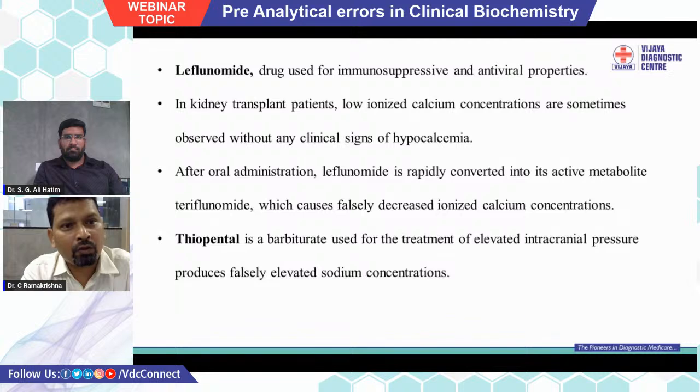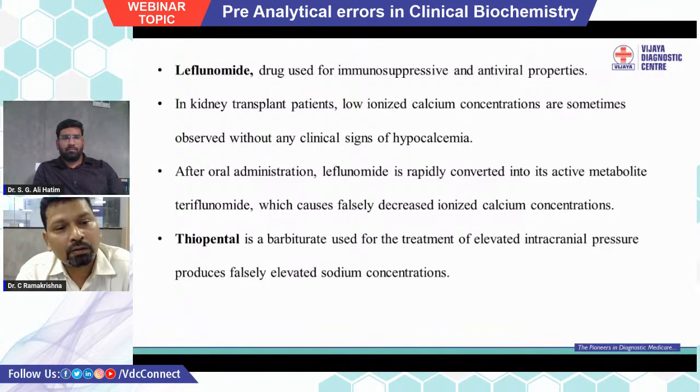Then there is another drug called leflunomide, which is an immunosuppressive drug used mostly in kidney transplant patients, and it shows abnormal or low calcium levels. Why? Because leflunomide after oral administration forms a metabolite, teriflunomide, which causes falsely decreased ionized calcium concentrations.